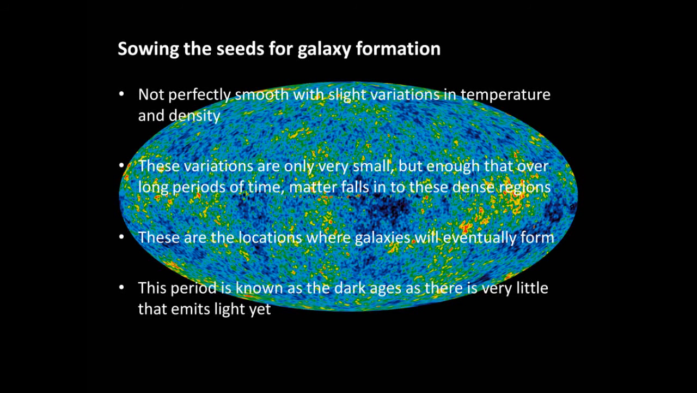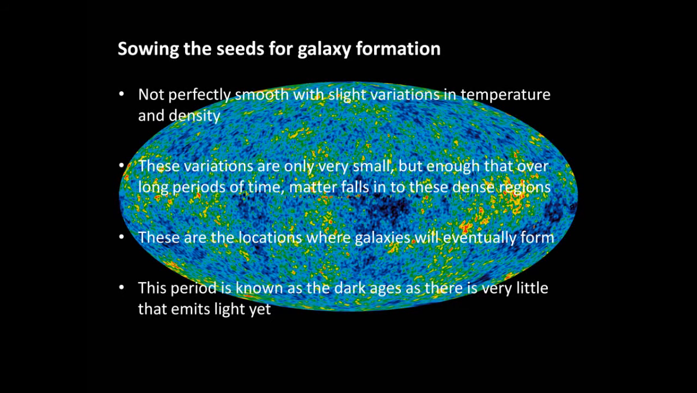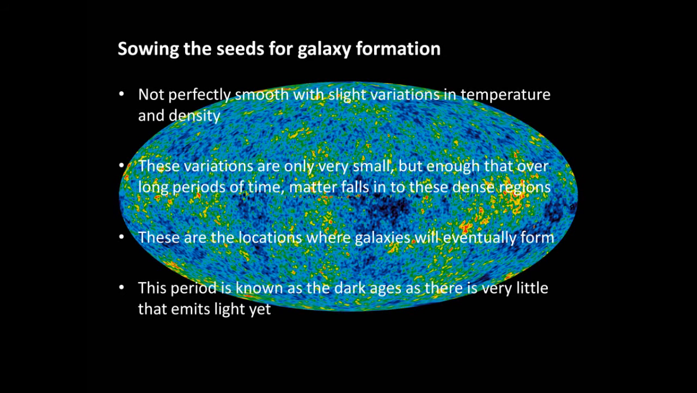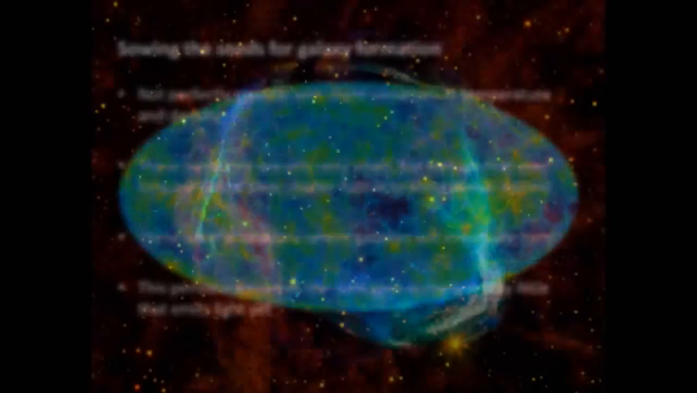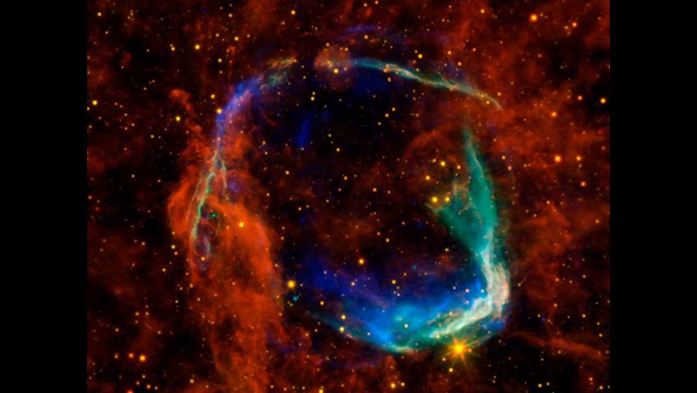But over long periods of time, that little bit extra stuff where it's slightly hotter, slightly more dense, will draw in all the matter around it due to its little bit extra gravity. And those locations, those slightly hotter red spots, are where galaxies will eventually form, where the clusters of galaxies eventually form. But these periods were known as dark ages because no stars had formed yet. There was nothing to emit light. So it was a very sort of dark period.